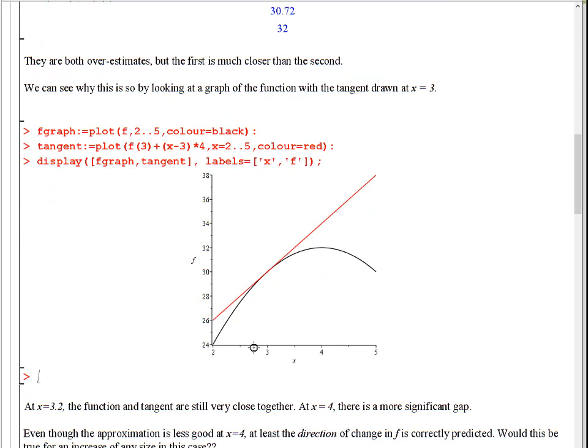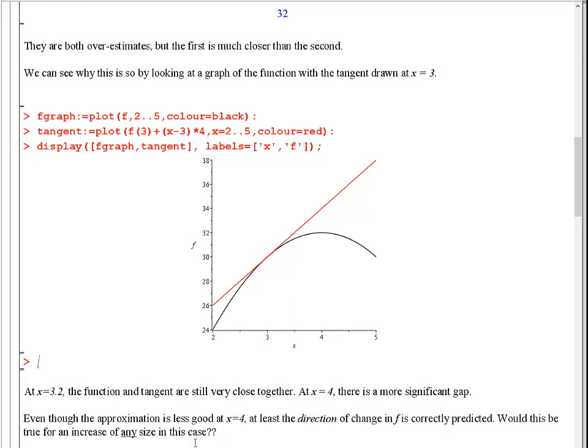So we started at 3 and essentially by using the gradient, we're following this red line instead of the black line. At the point 3.2, on this scale, I can't tell the difference between the red line and the black line, they're so close. But when you come to 4, then you can see there's a bit of a gap. That was the 32 that I should have got, and this is the 34 that I predicted over here. That's why I missed out. So at least we can say that though the approximation is not so good after a whole step to 4, at least the direction of change is okay. I correctly predicted it would increase.